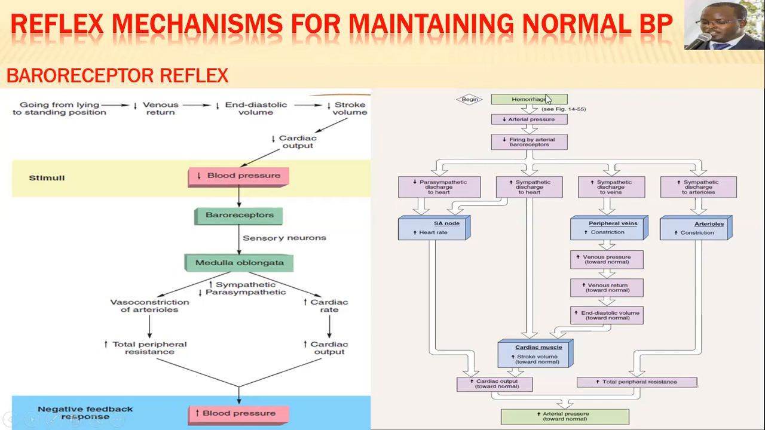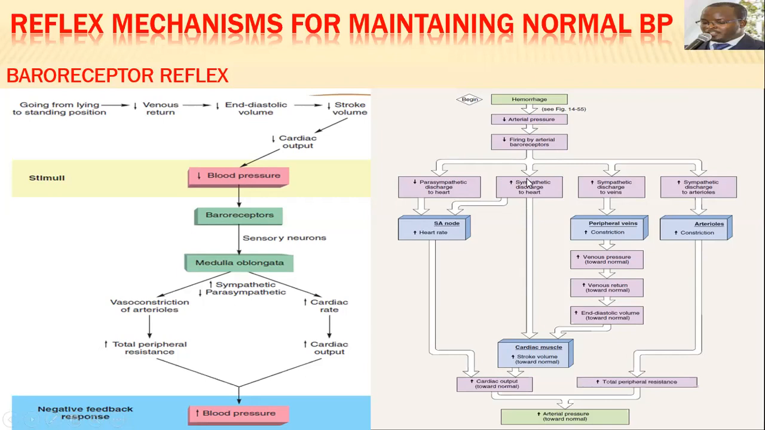If you have hemorrhage, it's the same. You're also going to have a decrease in blood pressure because if you have hemorrhage, you're losing blood. So the arterial pressure is going to decrease. Then the firing of arterial baroreceptors is also going to decrease. So it's the same. You know that the parasympathetics will be inhibited, the sympathetics will be stimulated. So the cardioinhibitory centers are inhibited, the cardiostimulatory centers are stimulated. So this will cause stimulation of the SA node, an increase in heart rate that will result in an increase in cardiac output and an increase in arterial pressure.